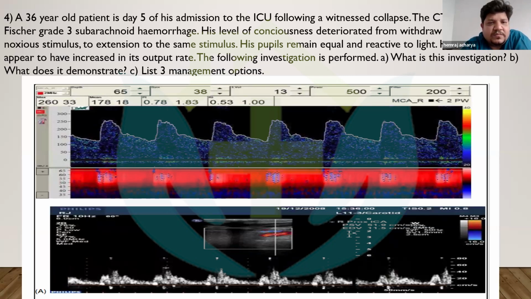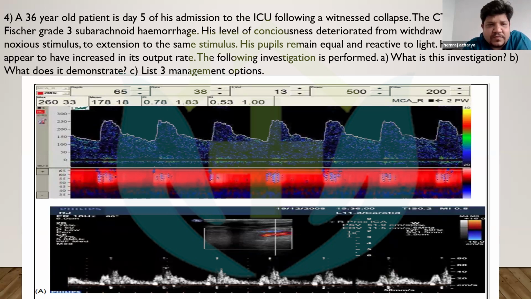Yes, sir. Next. A 36-year-old patient is day 5 in ICU following a witnessed collapse. CT brain shows Fisher grade 3 subarachnoid hemorrhage. His level of consciousness has deteriorated. His EVD does not appear to show increased output. The following investigation is performed.